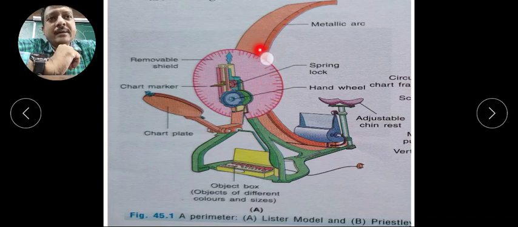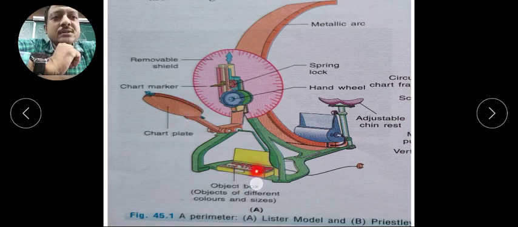Behind the metallic arc, there is a removable slit, also known as the chart marker, and this is the hand wheel. This point is known as the pin punch pointer, and this is the chart plate to hold the perimetric chart.